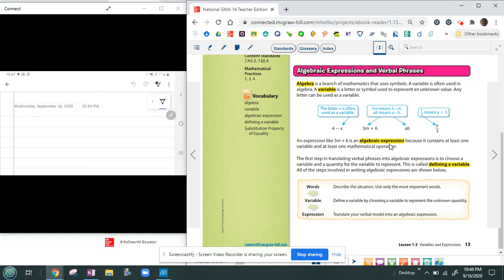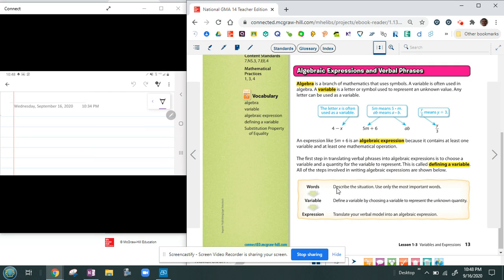Now, we have algebraic expressions, different than numerical expressions. Numerical expressions only have numbers and operations. Algebraic expressions have at least one variable. All right, and here it says also at least one mathematical operation. So we want to focus first on translating verbal phrases into algebraic expressions.